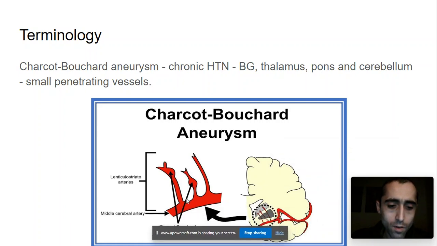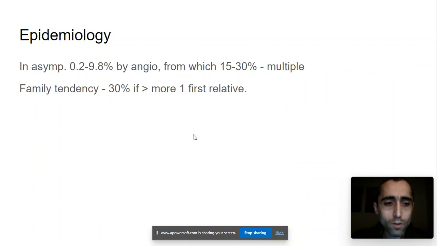This is the MCA. You can see here the lenticulostriate arteries right over here that are small penetrating arteries that develop, because of, for example, hypertension, those pouching aneurysms.